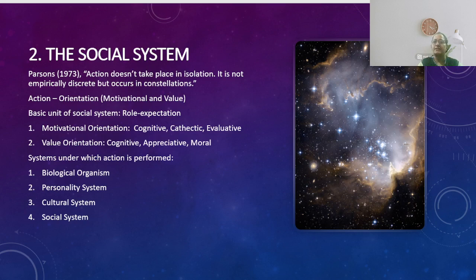Okay. Now, second is the value orientation. Again, it is of three types, that is cognitive, appreciative, and moral. So, by the word itself, you clearly understood what that means. Cognitive, I already explained in the motivation. Now, there are four kinds of systems, and they are interrelated.